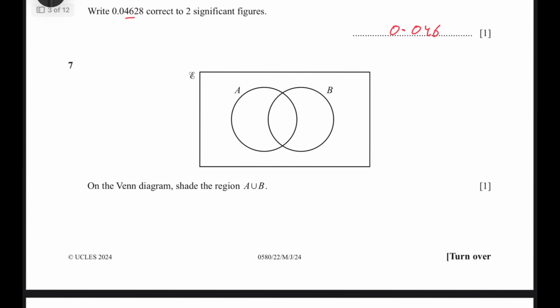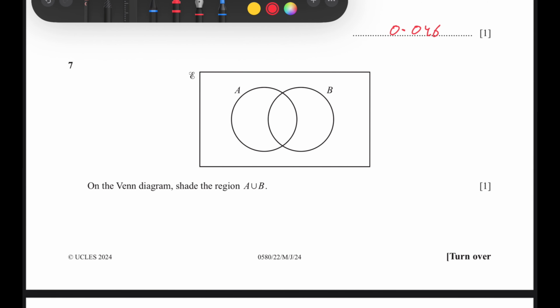Seventh. On the Venn diagram, shade the region A union B. So this is also a very easy question. So A union B is just, we have to shade all this part. So let me show you. Basically this part will be shaded, A, this one, and the B part over here. So only this part between A and B. So this is A union B.